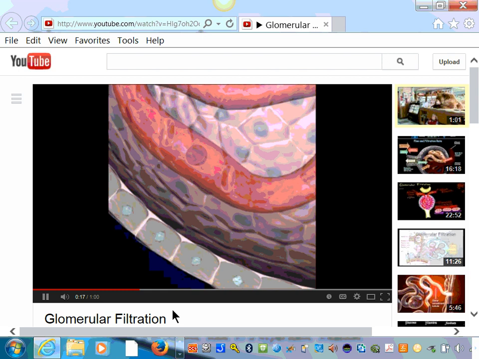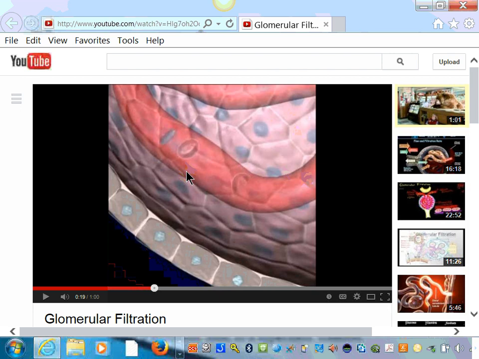The glomerulus is nothing but a capillary network. Okay, so this red thing that you're seeing are all blood vessels or capillary network. Would that be considered osmosis? In filtration? No, filtration is totally hydrostatic pressure, just fluid pressure.